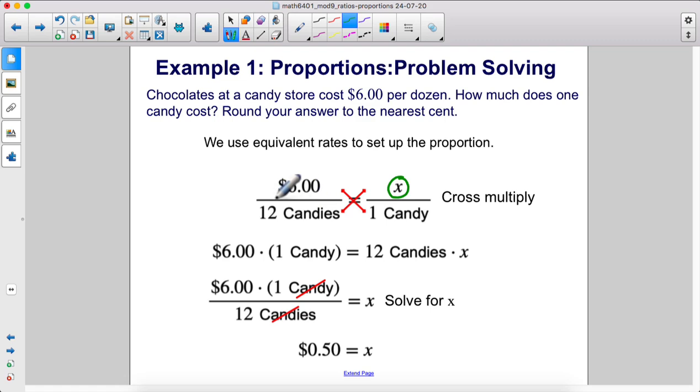proportion. So we cross multiply. $6 times one candy equals 12 candies times x. Solve for x. Divide both sides by 12 candies. The candies cancel, leaving us with $6 divided by 12. X equals 50 cents. It is 50 cents for one candy.